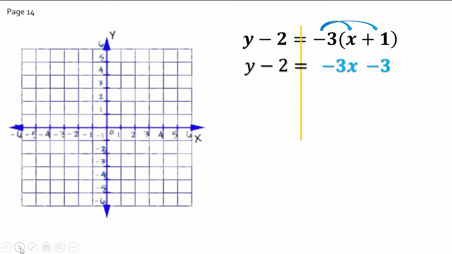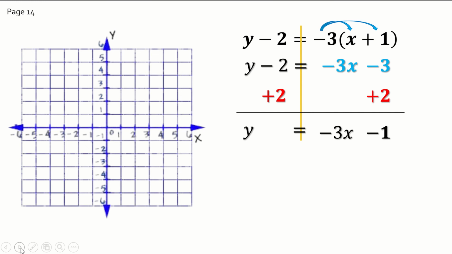bring down the y minus 2. Now our goal is to get y by itself, so we need to add the 2 to both sides, add it to its like term, the negative 3, and we get y equals negative 3x minus 1. Once the equation's in y equals mx plus b, we can start with our b, which is the negative 1. So we would plot that point on the y-axis, and then we would go m, which is a slope again of negative, so this line should be going down.